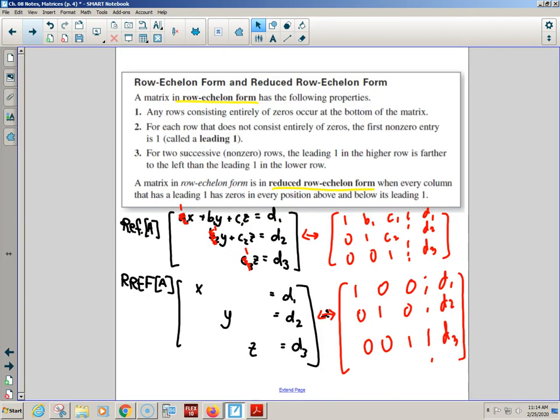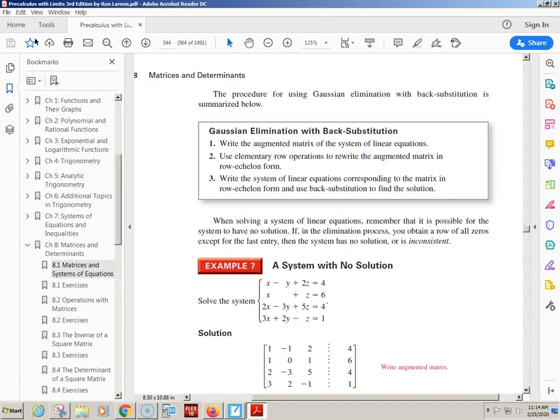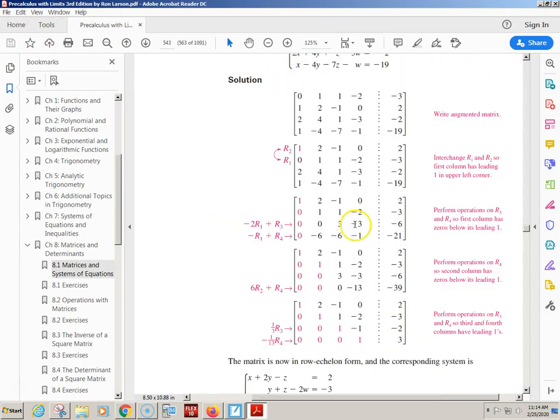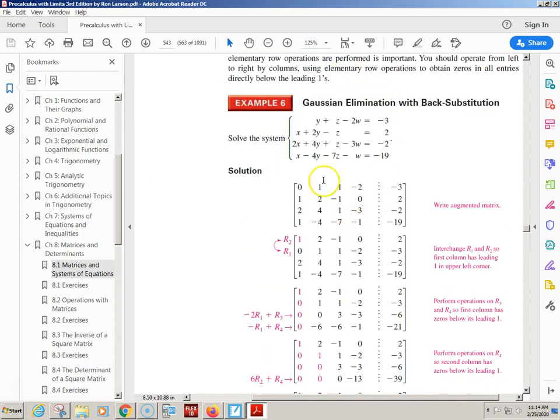Let me show you a couple examples fast, okay? If we were to go into the book real quick, let me go up one. Here we go. Wow. If you were to see this in section 7.3, would you have been scared with x's, y's, and z's, and w's and 4 equations?